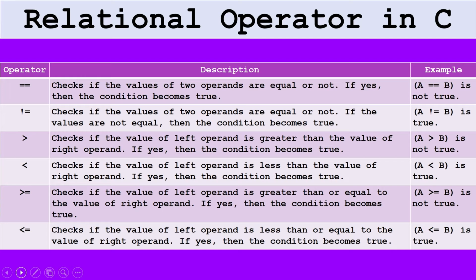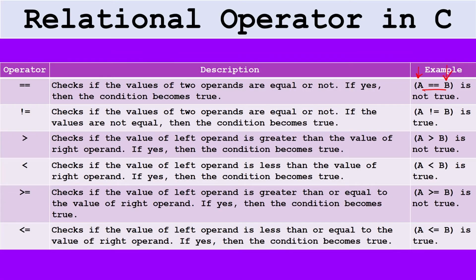What does the relational operator do? The relational operator helps us bring a relation between two operands. What does that mean? It helps us develop a relation between two operands. See, this A is an operand and B is an operand, right?